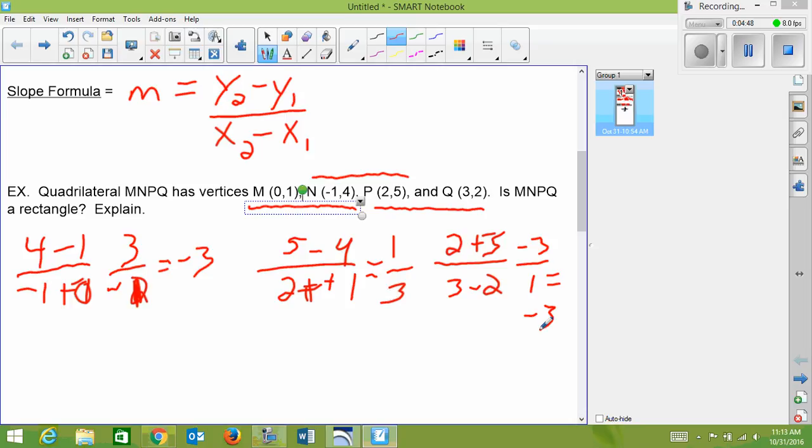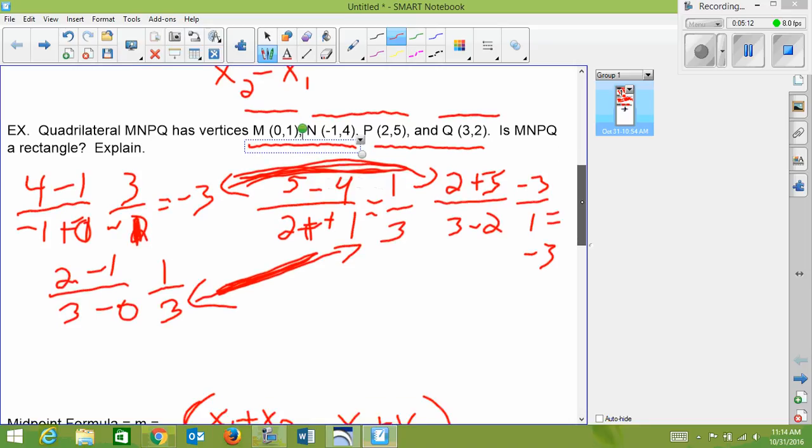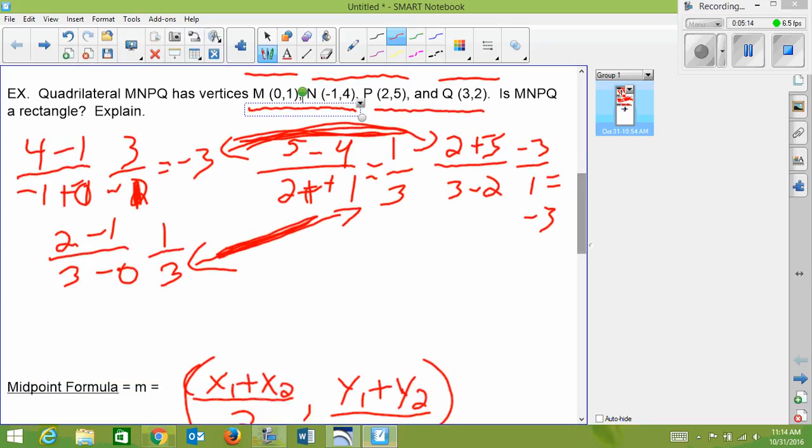Which one do I have left? I have Q and M left. So 2 minus 1 and 3 minus 0. 2 minus 1 is 1. 3 minus 0 is 3, so 1/3. Ooh, it looks like these two and these two are the same. What does that mean? That means that these two sides are parallel and these two sides are parallel. Well, that's good, because in a rectangle you would need two sets of parallel sides, but it still has not proven that it's a rectangle. All I've proven is that I have two sets of parallel sides.